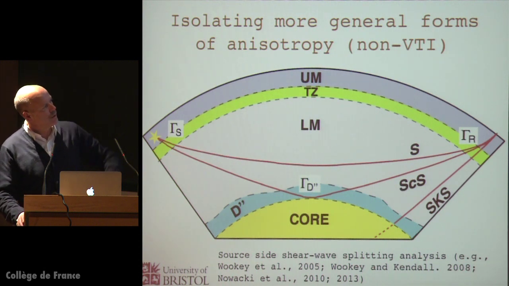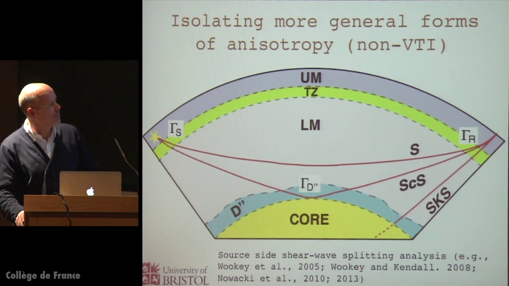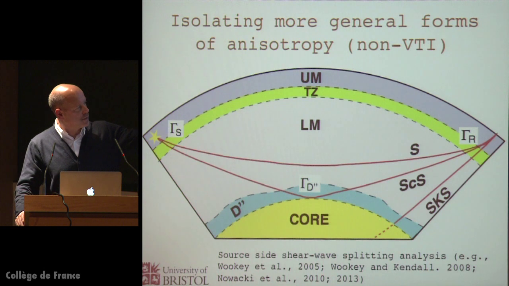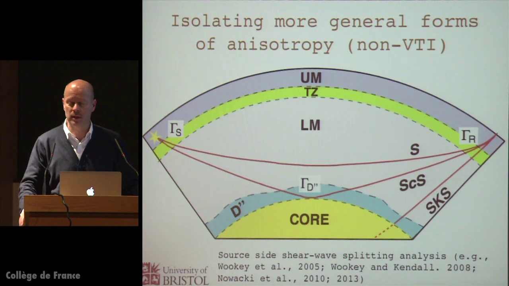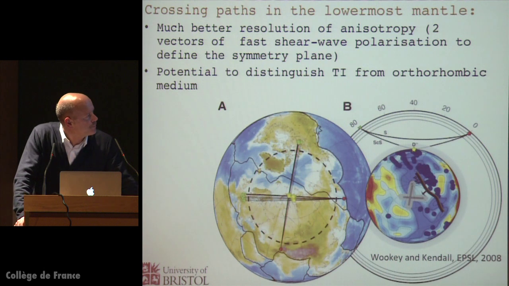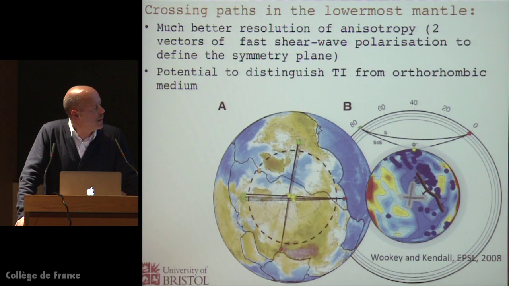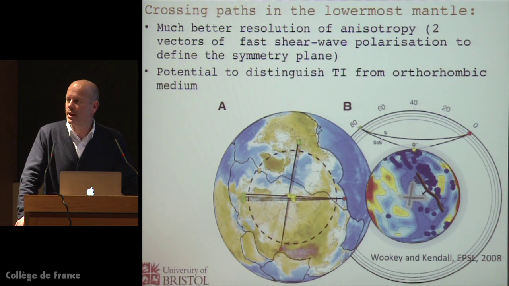So what we compare is the anisotropy accrued at the receiver and the source by looking at a lower mantle turning S phase that turns above the D double prime region. And then we use that to diagnose the contribution to the shear wave splitting in the SCS phase that comes from the D double prime region. And this is an attractive approach because as data coverage is improving, we're starting to get more and more crossing ray paths in the lowermost mantle.